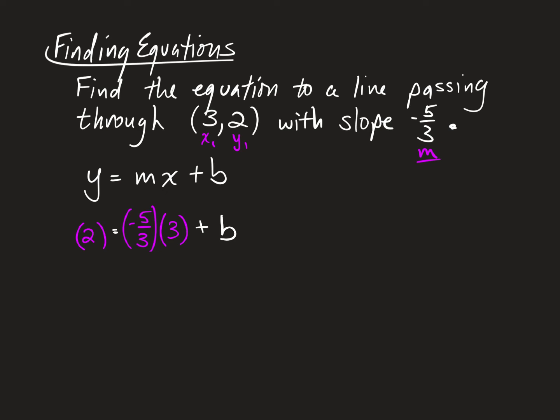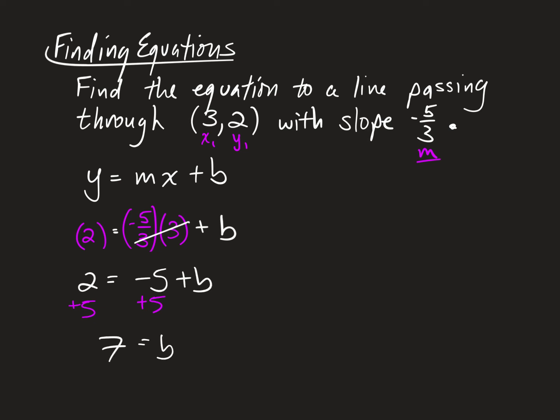And what that does is it leaves us with an equation with only the b variable left. So what we can do is we can solve this equation for b. So in order to do that, it looks like we can reduce the 3's here, right? 5/3 times 3, this is a 3 being divided by another 3. We're just going to be left with a negative 5 there. Plus b equals 2. And if we add 5 to both sides, then we get b equals 7.